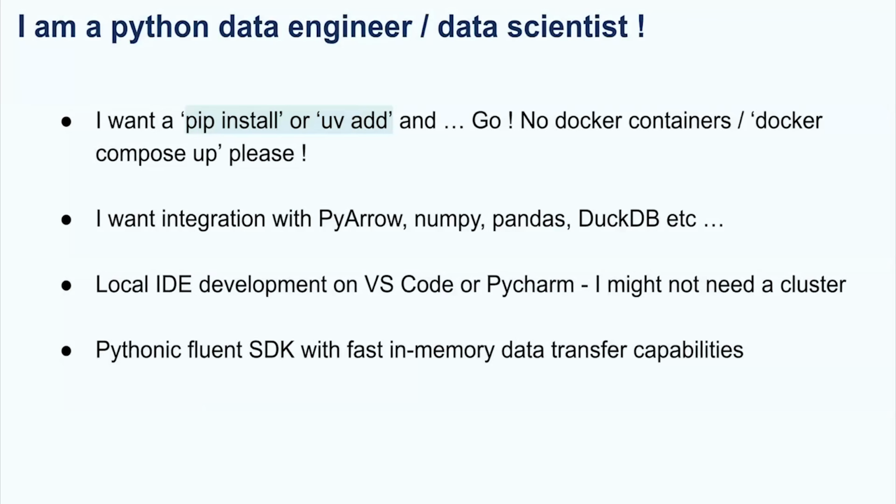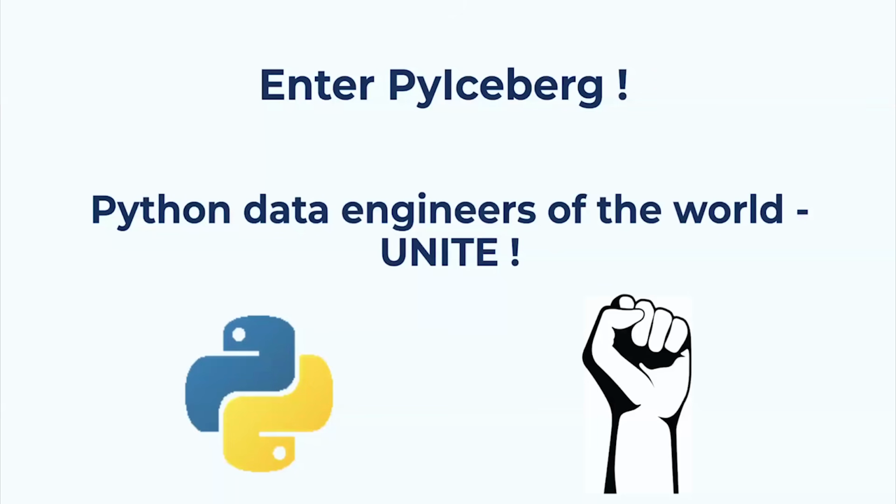So I want a system where I can do a pip install or a uv add and go ahead. I want integration with PyArrow because I want my transfer to downstream systems to be super duper fast. I want my schema data types to be compatible with PyArrow because I want to use PyArrow. I want to use PyArrow record batch readers so that my queries are super fast. And I want a Pythonic fluent SDK. God, for the love of God, I don't want to use SQL. That's where we enter. And we call all data engineers to be united on PyIceberg.